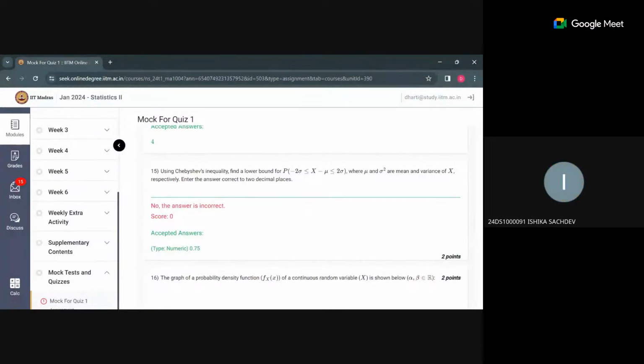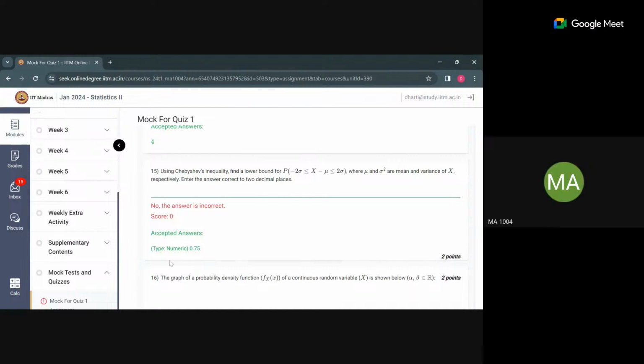What should it be? It is greater than or equal to 1 minus 1 by k square. Okay, then the lower bound in this kind of inequality is 1 minus 1 by k square. What's your k? K is 2, ma'am. K is 2. Okay, that's right.